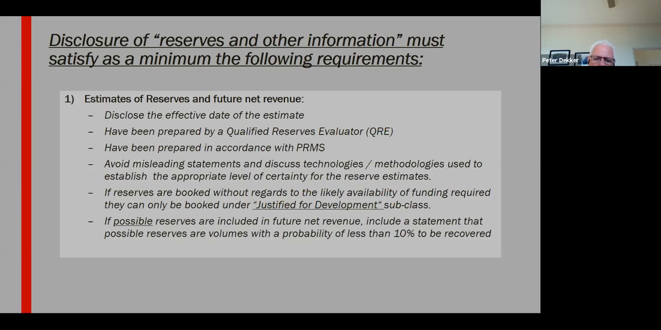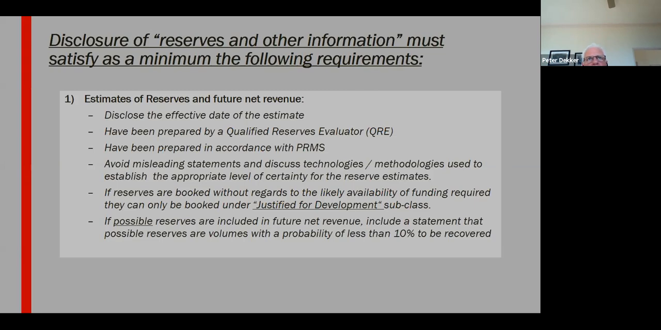If possible reserves are included in future net revenue, include a statement that possible reserves are volumes with a probability of less than 10% to be recovered. As I tried to explain, the reserves have got three classes: proven, probable, and possible. Now, the proven reserves have got a 90% chance of being recovered. The probable has got a 50% chance of being recoverable. And normally reserves are booked under probable events. So the probable events have to be economic. Then you can prove these reserves. But if you also want to book possible reserves, you've only got a 10% chance of recovery, then you have to state very clearly what the possible reserves are.